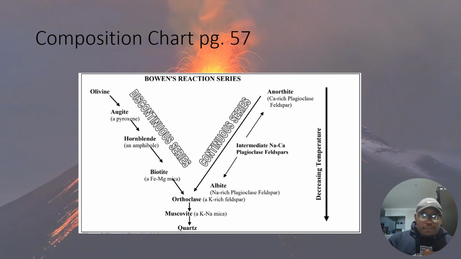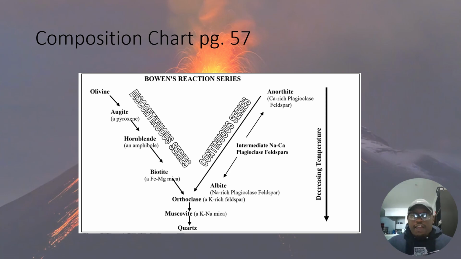Speaking of minerals, right here is Bowen's reaction series. This is a very important chart to understand, especially if you're an igneous petrologist. Basically, how you read the chart is as you're decreasing in temperature, these minerals will slowly start to form. So, whenever we're in a hot batch of lava or magma, we will start off with all the minerals from olivine to quartz.